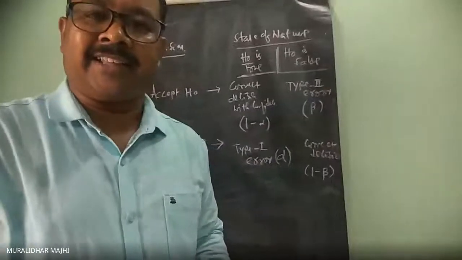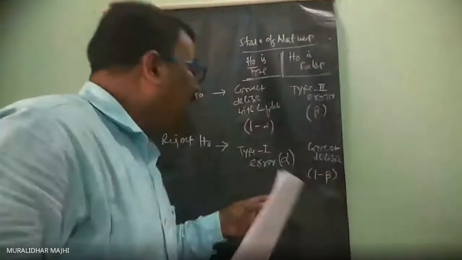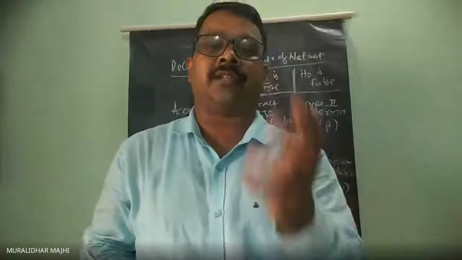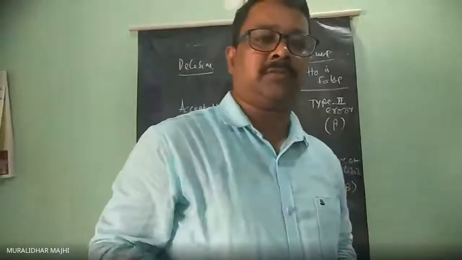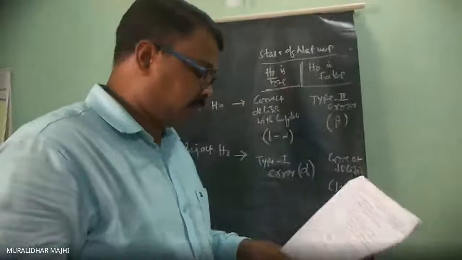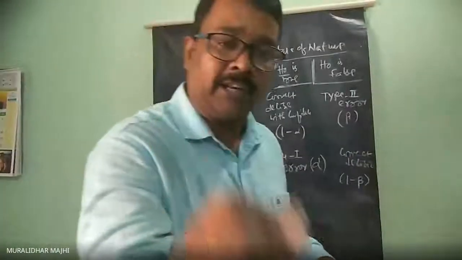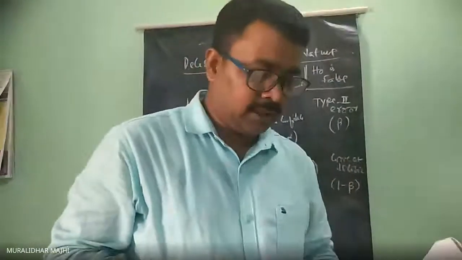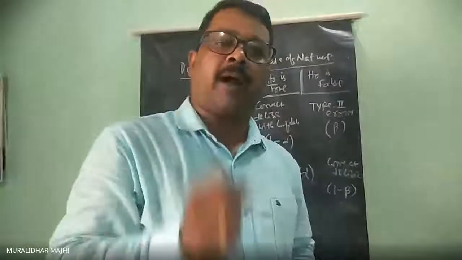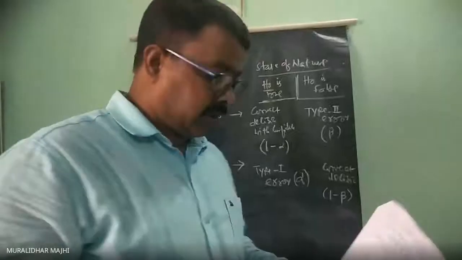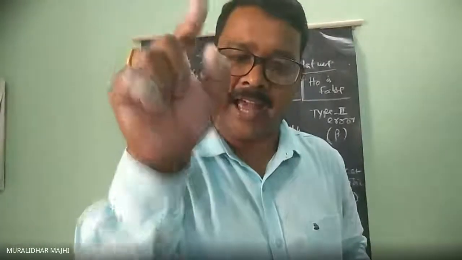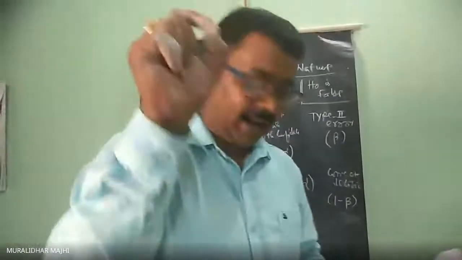Okay, dear student? Then you can ask me, what is type 1 error and what is type 2 error? You'll face this question in the examination. Be careful about this. Please write down the heading type 1 error. The probability of making type 1 error is referred to as the level of significance, bracketed alpha.